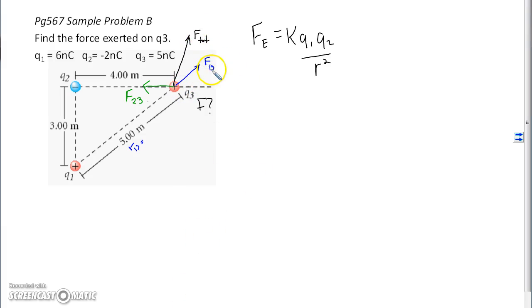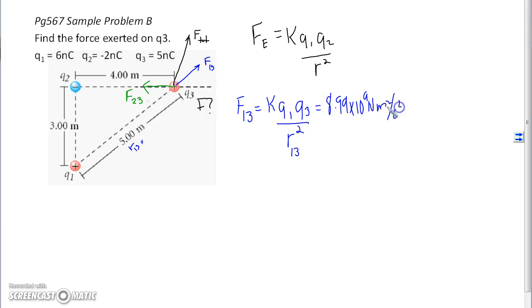So my next step is to find the magnitude of this force. So force of 1, 3. This is going to be K charge of 1, charge of 3, between the distance of those two, like that. So K is our 8.99 times 10 to the positive 9 newton meters squared over coulombs squared, and that's our constant.